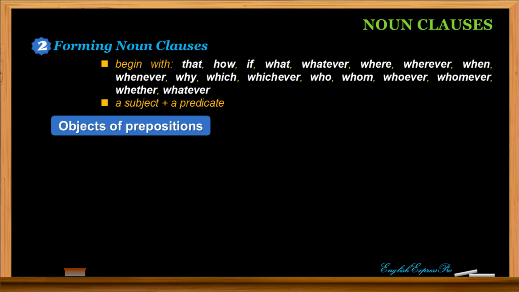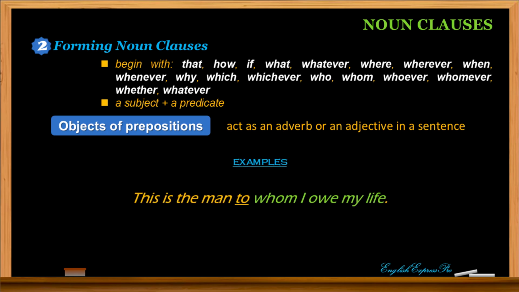Objects of prepositions. A preposition is followed by its object to create a prepositional phrase, which can function as an adverb or an adjective in a sentence. For example, this is the man to whom I owe my life. Whom I owe my life is the object of the preposition to, acting as an adjective to describe the noun, man.